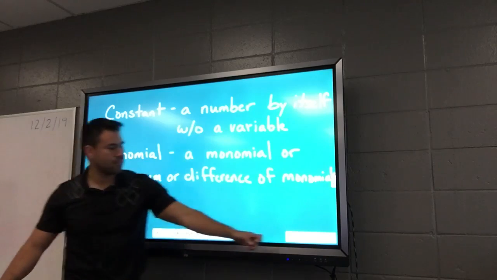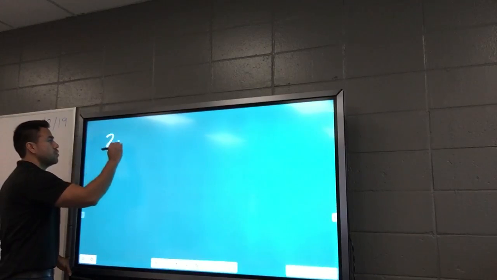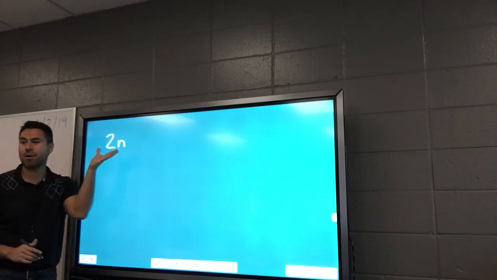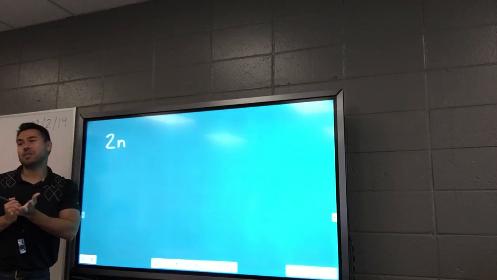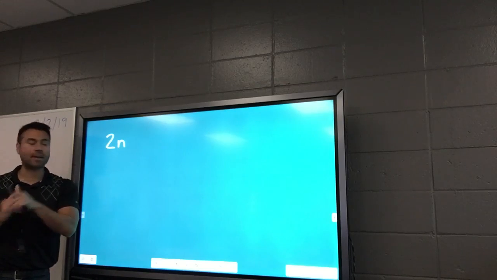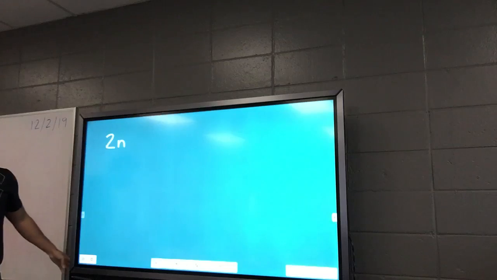Okay. Let's go with this one. 2n. Is that a monomial? Yes. Is it a polynomial? Yes. By definition, it is. I know it's weird. It's one, but it's many. It is a polynomial. There is a reason why you can say that all monomials are also polynomials, but I'm not going to get into that. That's a monomial.